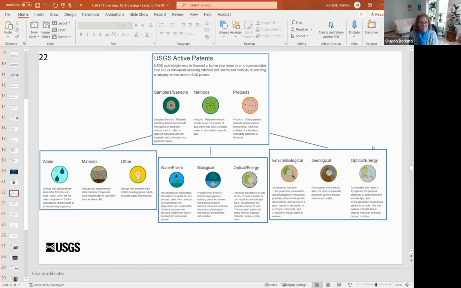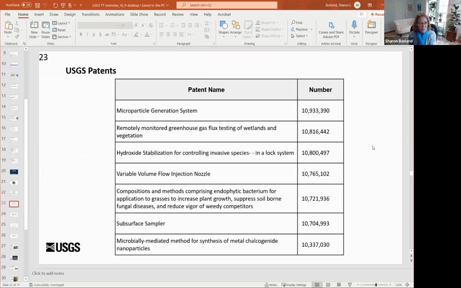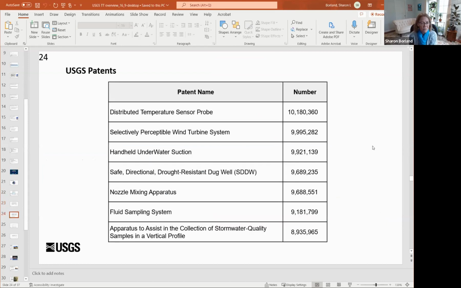And again, another way to categorize our patents is as shown here. I'm not going to dwell on this in the interest of time. This information is on our external website for patents, and that link will be provided at the end of the presentation. I'll just run through this quickly. This is a list of the USGS patents, as I've mentioned.